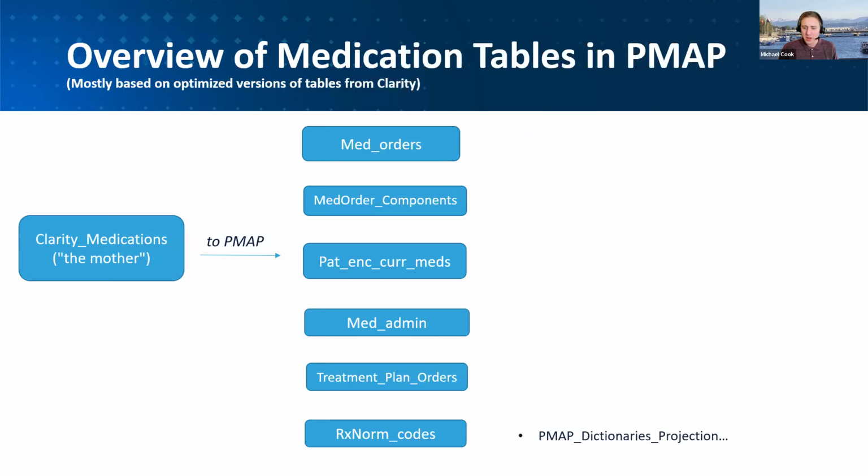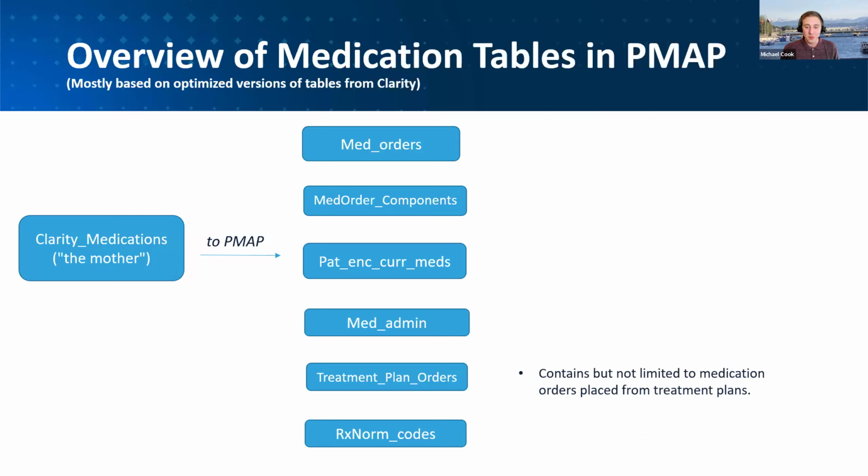Treatment plans order apparently didn't get a bullet point there. I apologize for that. That is one of our newer derived tables, and that pulls in information from Epic treatment plans. And then finally, we have the RxNorm codes table, which can be found in the PMAP dictionaries projection because it is a dictionary table, which leads me to, oh, and there it is. Apparently it was out of order.